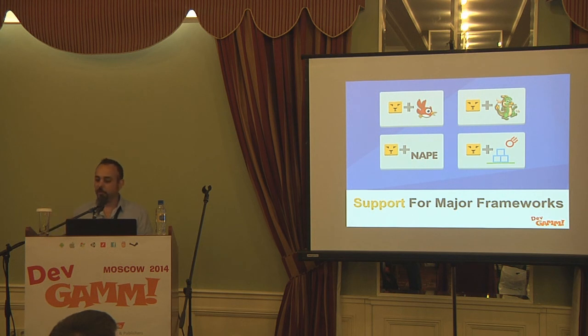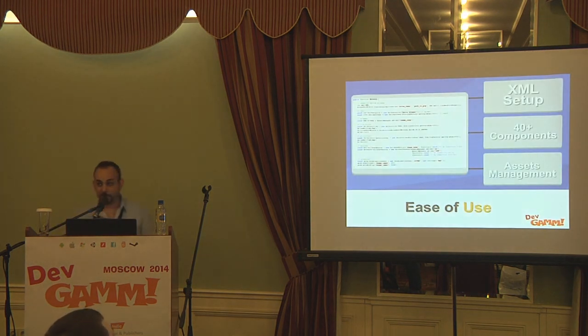Now let's talk about how easy it is to use Gingee. Gingee is XML setup. Everything that you set up in your application is set up with an XML. That means that your entire application is configured with a single file that you can change, and the entire application will respond. You have 40 plus components that are normally used. It's very, very easy to instantiate them and put them on the screen.